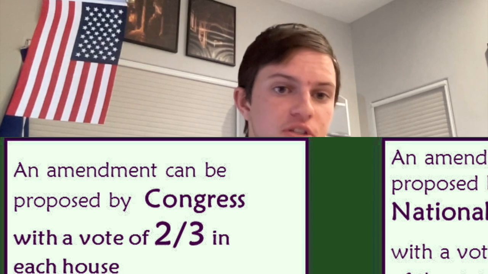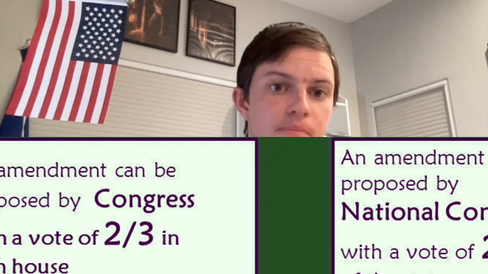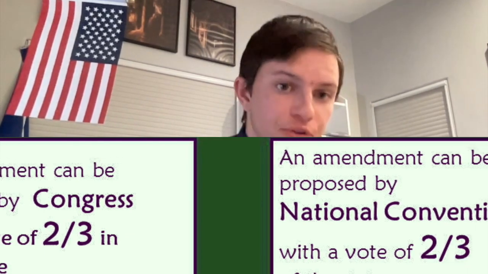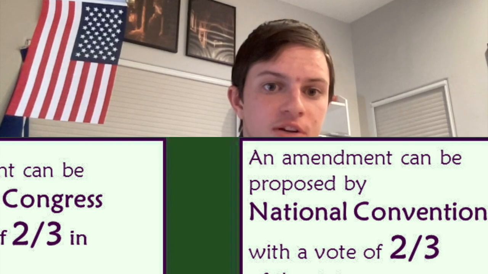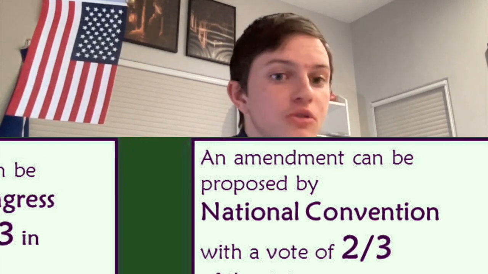The process of passing an amendment to the United States Constitution is outlined in Article 5 of the Constitution itself, and involves the following steps. First is the proposal, where a 2/3 vote in both houses of Congress is required to propose an amendment. Alternatively, 2/3 of state legislatures can petition Congress to call a convention to propose amendments.